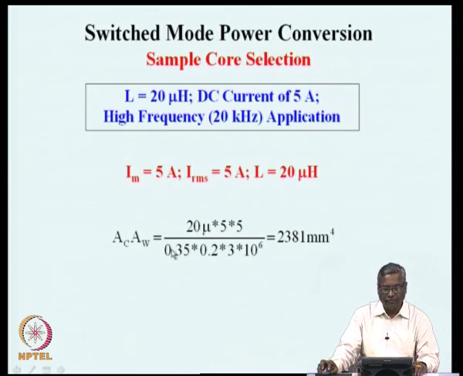and a window space factor of 0.35. The product of core area and window area for this particular design is 2381 millimeter power 4. Now, if we wish to use a suitable core, it has to have a core area and copper area product as high as 2381.